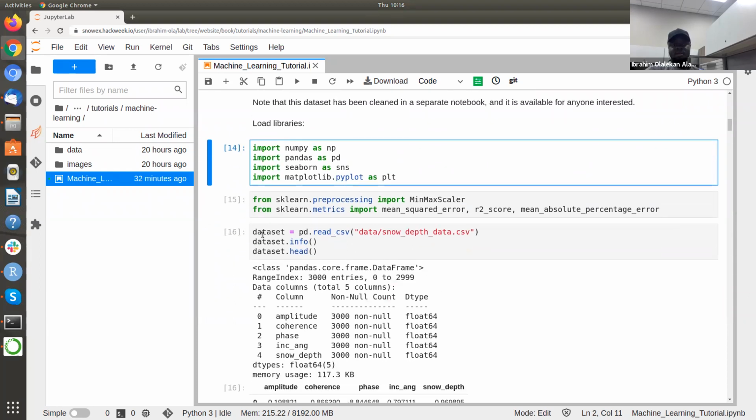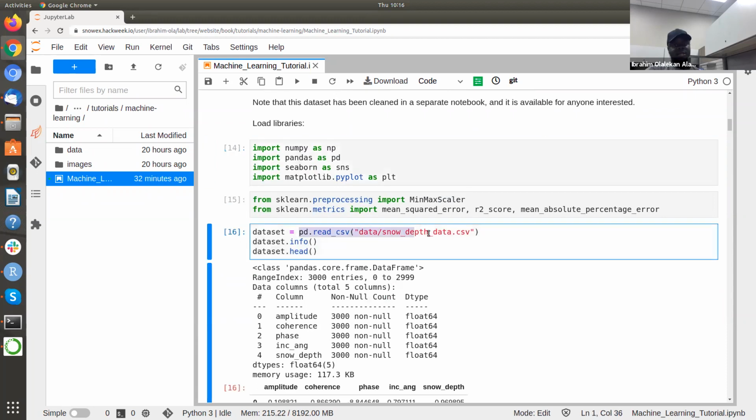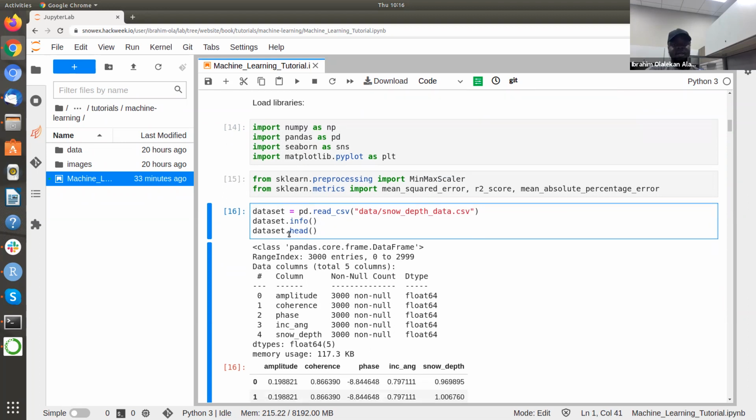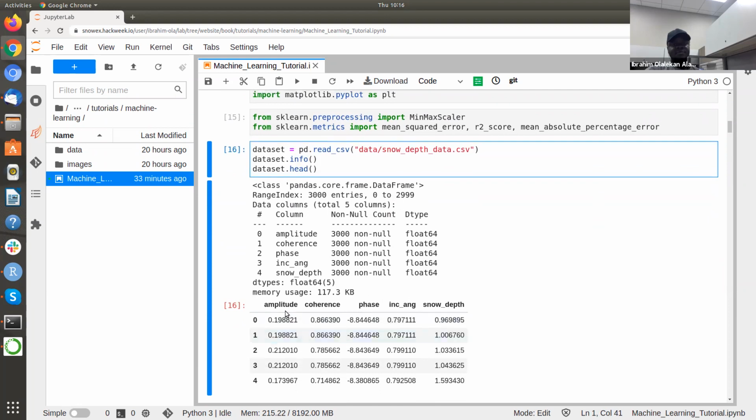So this is the code that brings my data into JupyterLab. My data is a CSV file called the snow depth data. And then this .info gives me some information about my data sets. And then this .head just gives me the first 5 observations in my data sets.